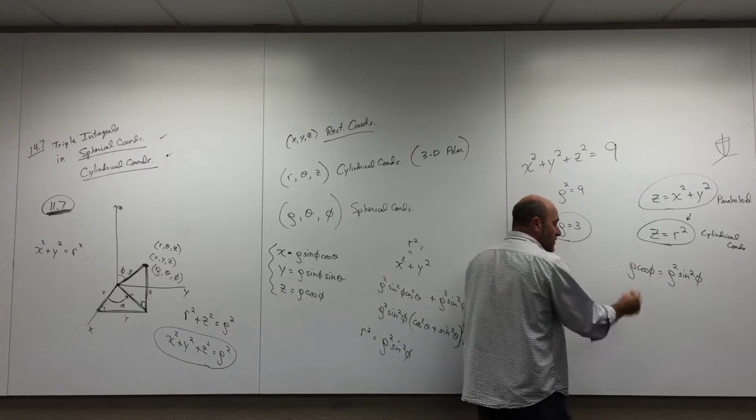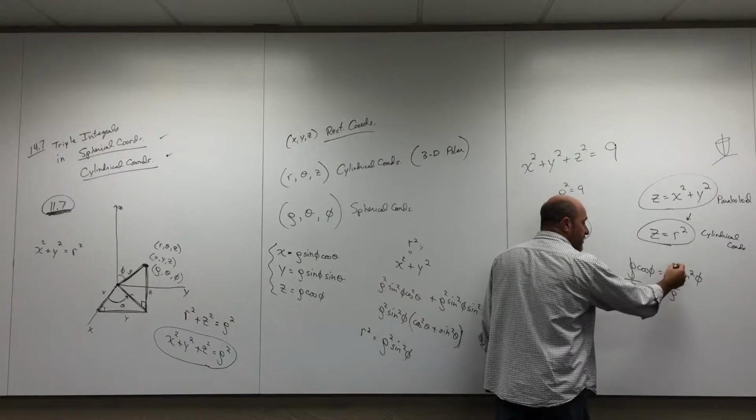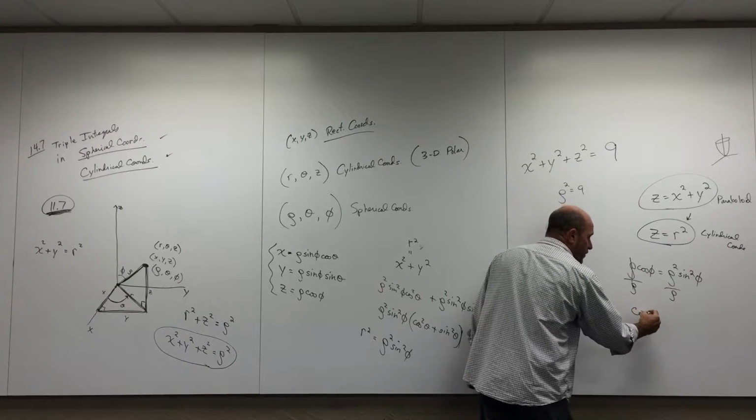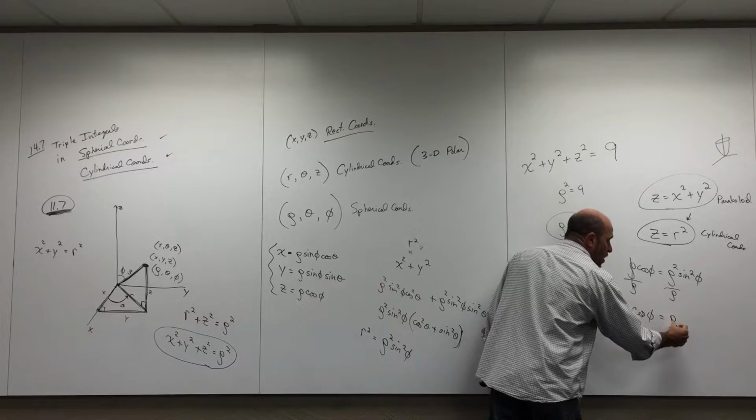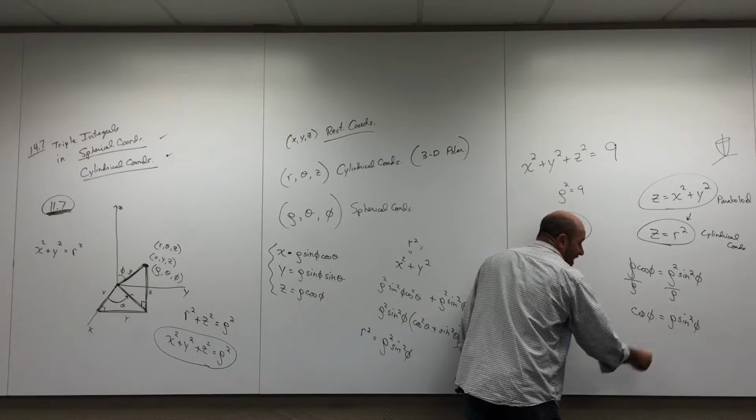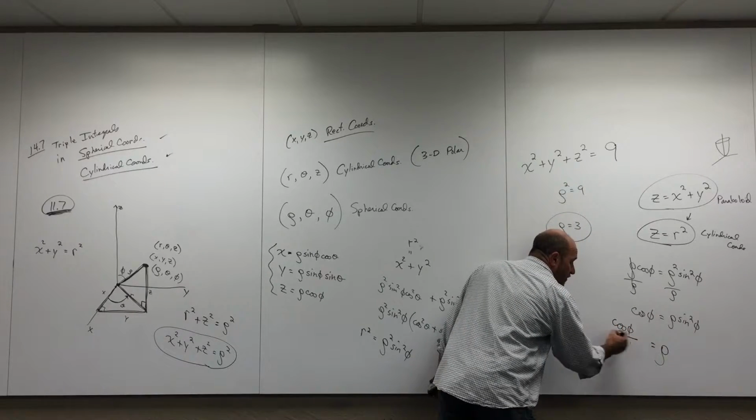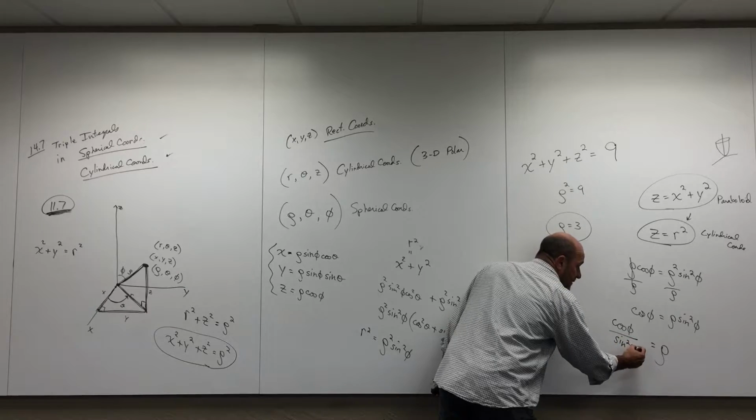You know what I'm going to do? I'm going to divide by rho. That cancels it here. It leaves me 1 here. So cos phi equals rho sine squared phi. To solve for rho, I'll divide: rho equals cos phi over sine squared phi.